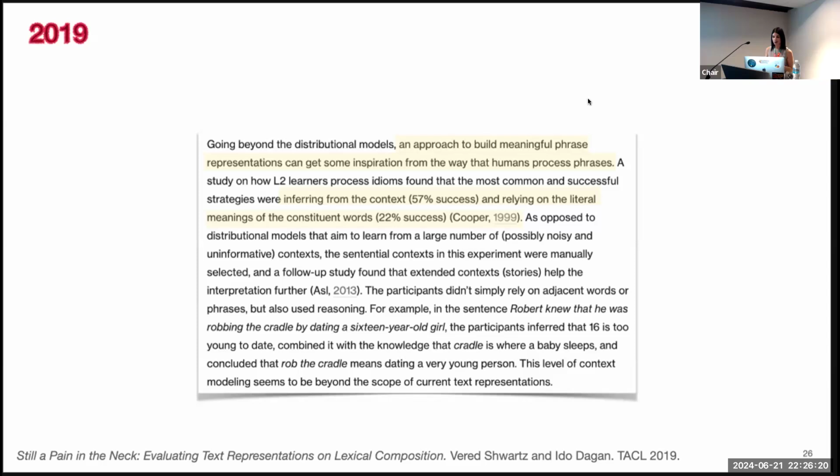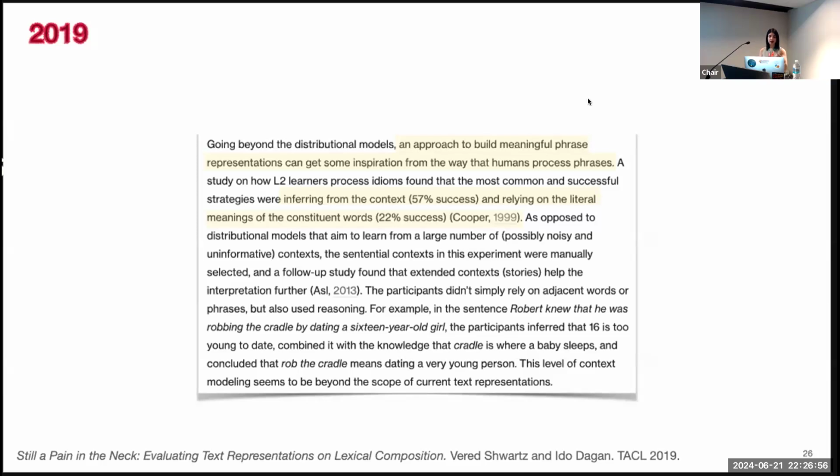So there was a paper from 1999 in language education that showed non-native English speakers an idiom in a given sentence, and they basically asked them to think out loud and try to interpret what this idiom means. And then they analyzed the strategies that people took. So the most common and successful strategies were first trying to infer that meaning from the context, and second, trying to infer it from the literal meaning of the constituent words.